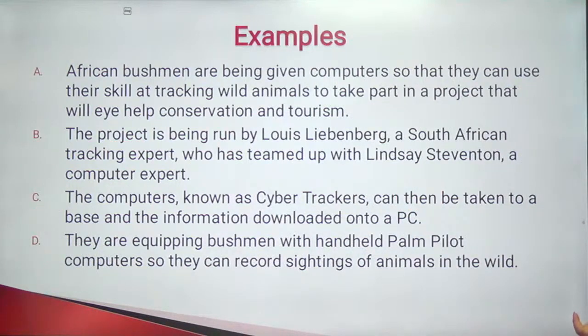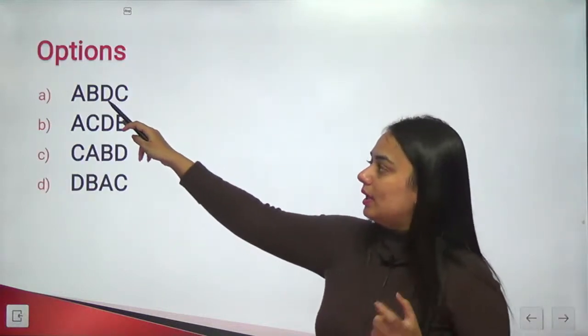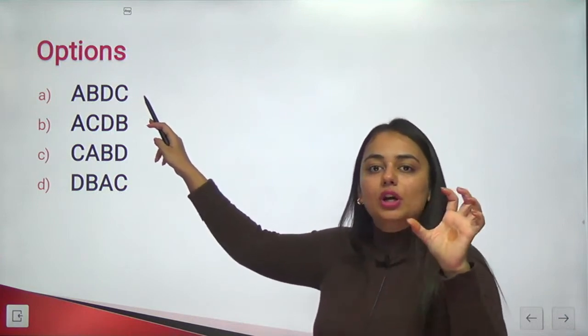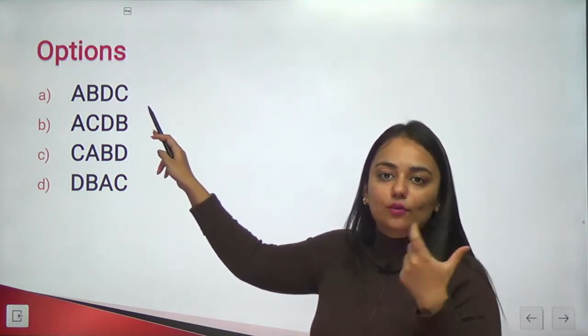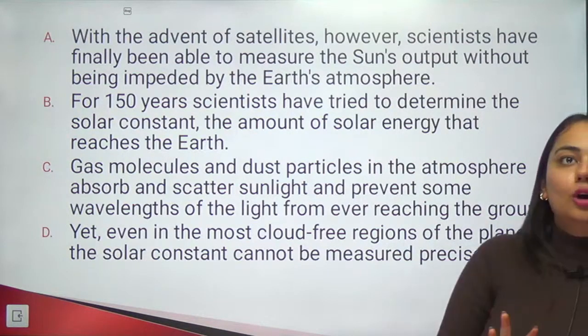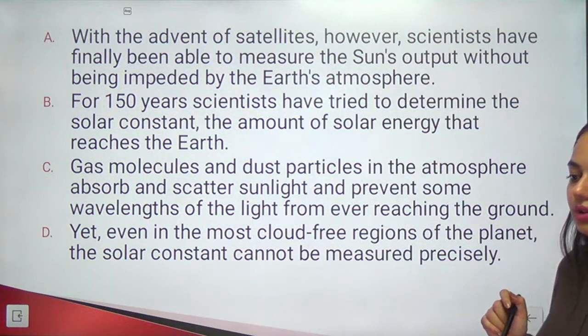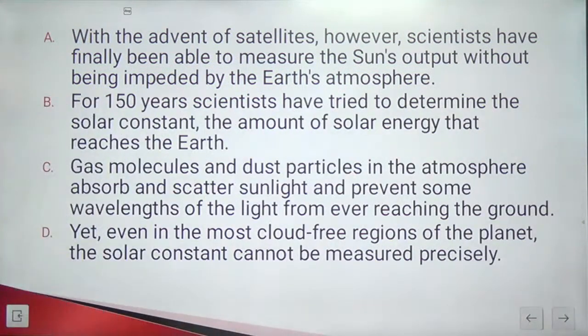Let's move on to the next question. So first, the answer should be A, B, D, and C. C was talking about downloading the recorded sightings, whatever they had. Now, the next question is this. Again, four options, an easy question. Quickly go through this and tell me what should be the right answer to this one. Let's see who's going to answer this one. Quickly go through this one and let me know the answer.